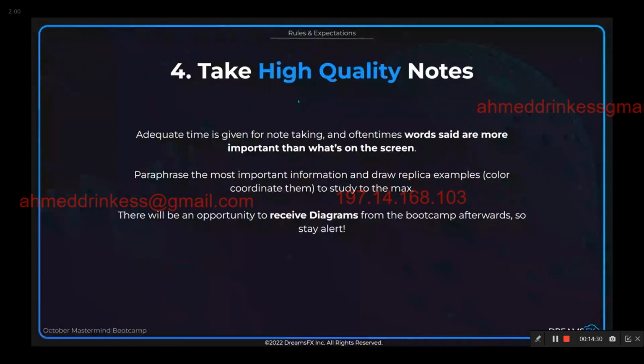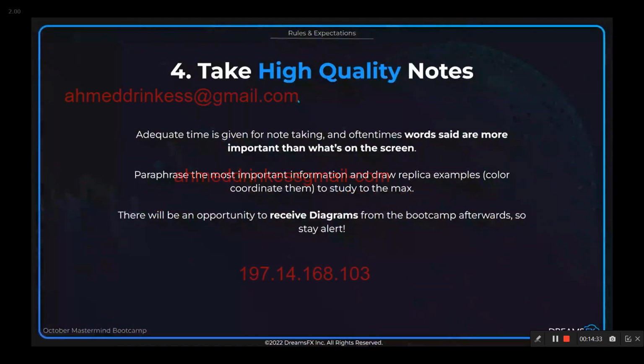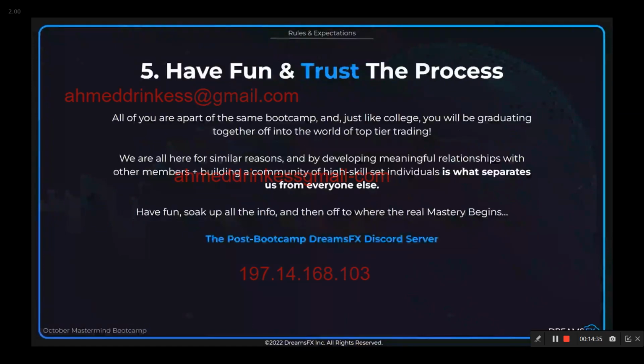Take your high quality notes, run through that day, the block, the notes, write the diagrams, draw the diagrams, everything that you need to do, and of course there's an opportunity at the end. And then last but not least, have fun and trust the process.